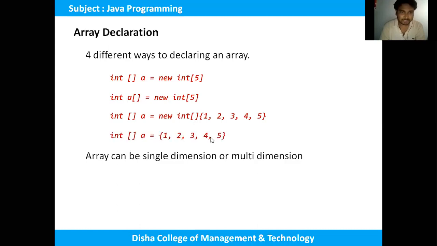Okay, direct initialization. There are 4 different ways we can define the array. If we compare these two, only the bracket position differs. We can place the bracket before the variable name, or we can place the bracket after the variable name. In both cases, we have to explicitly mention the size of the array.